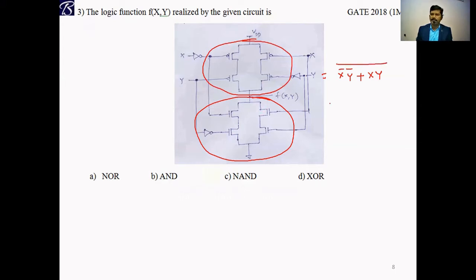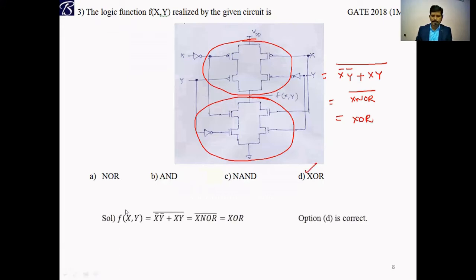Now what is this operation? This is actually an XNOR operation, right? Whole bar means XOR operation. Option D is correct. Let us check the answer. Yeah, option D is correct.